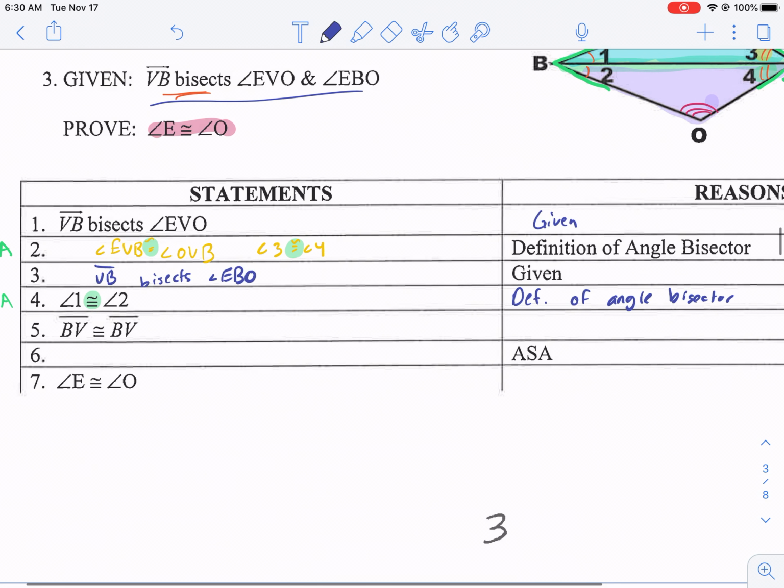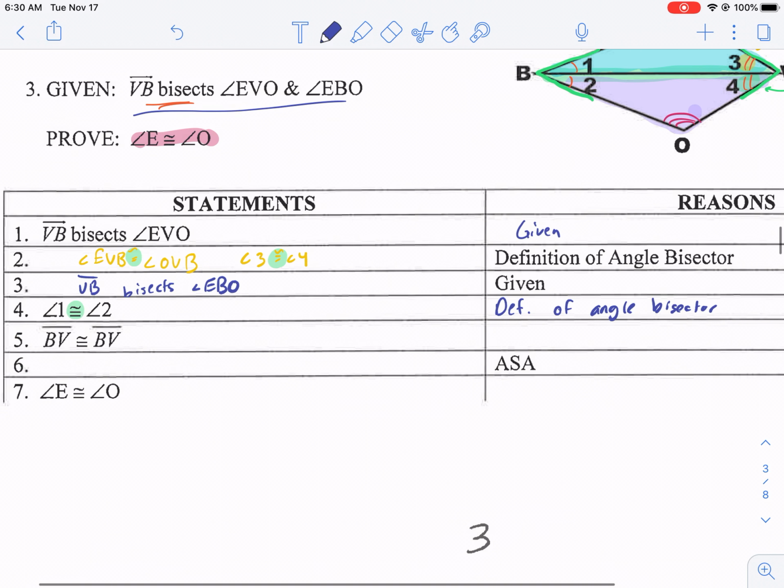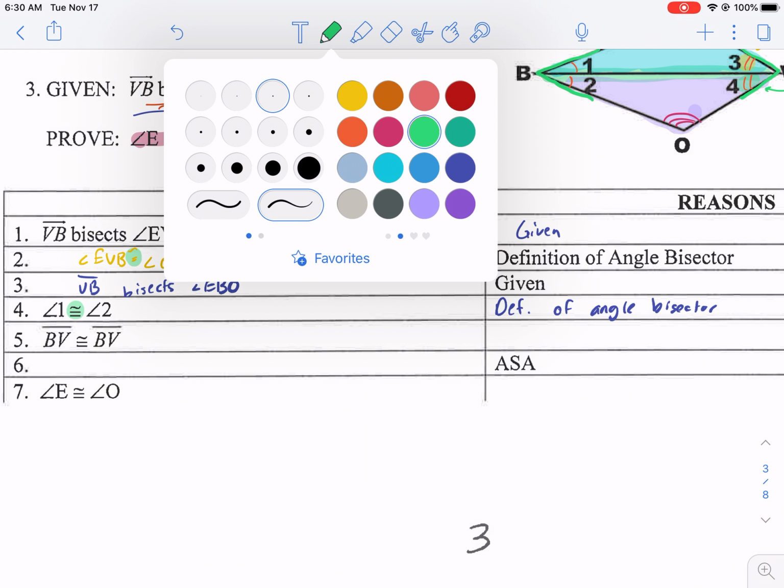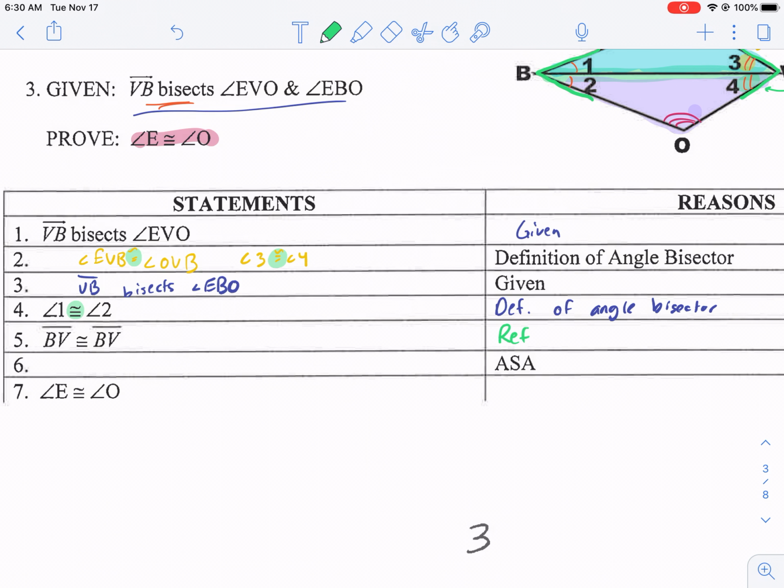All right, now I have BV congruent to BV. This one we have a lot of practice doing. This is the reflexive property, technically, of congruence.